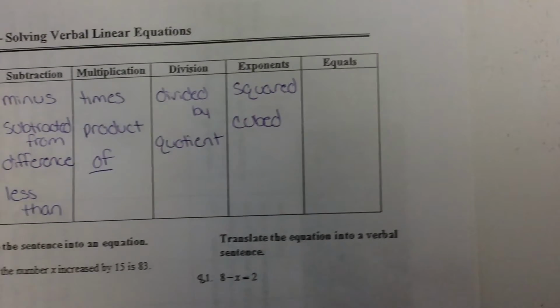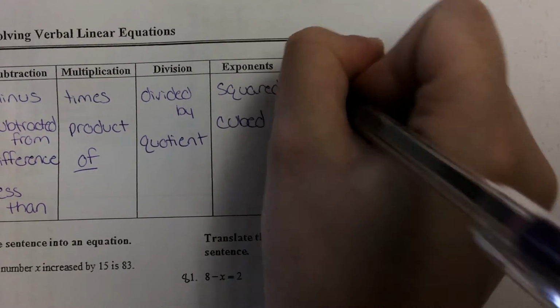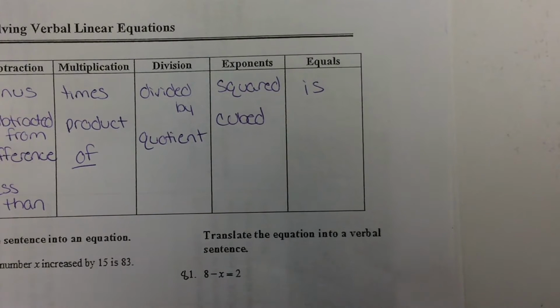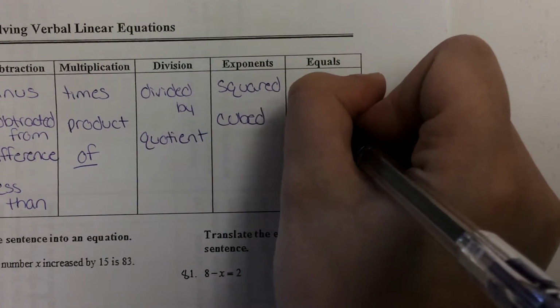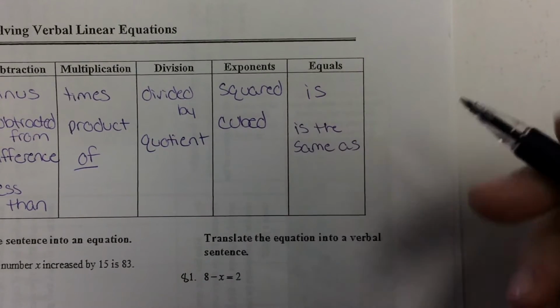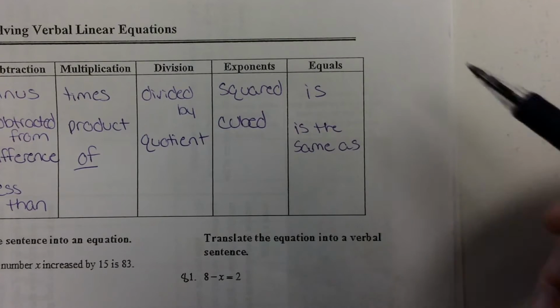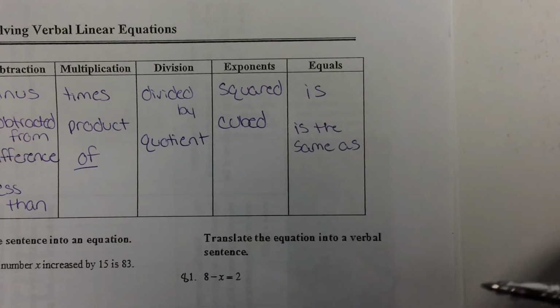Then that brings us to equals. So what word or words should we be looking for that mean equals? The word is implies that those two things you're talking about are equal. Something else that you might see in some of these examples is the same as. That phrase also means equals. So when you see these two things, that should tell you to put an equal sign there.